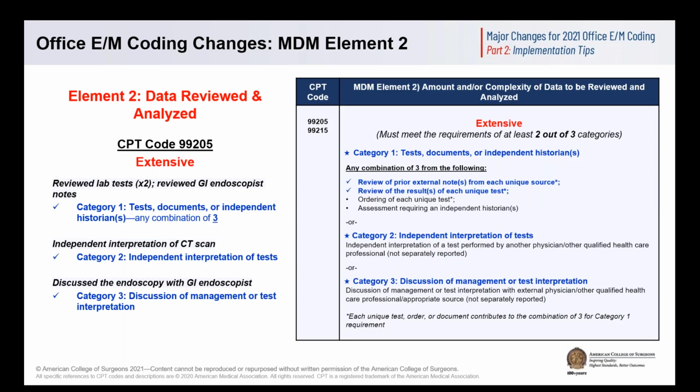The next element, the data review. For a level 4, one of the 3 following categories needs to be met. And with this example, there's actually 2 of the 3 categories that are met, and it meets the level 5 for the data review. In category 1, the tests that were reviewed include the labs and the tumor marker. In category 2 were the independent interpretation of the test or the staging CAT scans. And in category 3, discussion of the management or test interpretation. So the surgeon discussed the endoscopy with the GI endoscopist. Maybe they confirmed the location of the mass or any obstructive features of the mass, something that would affect surgical decision making. Next slide.